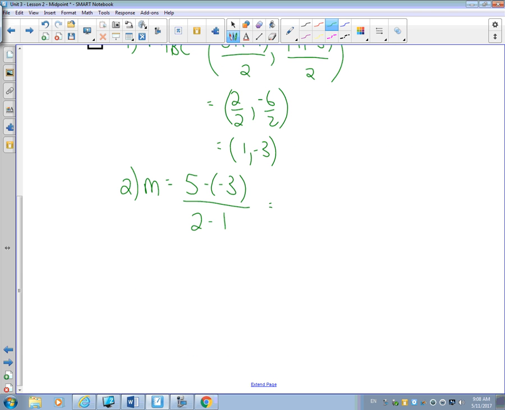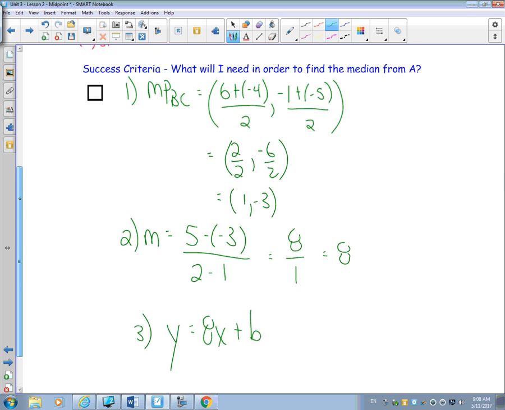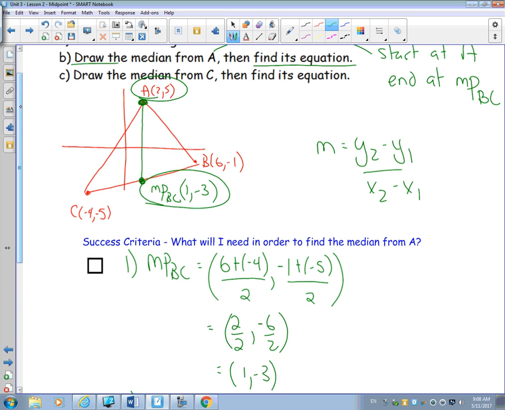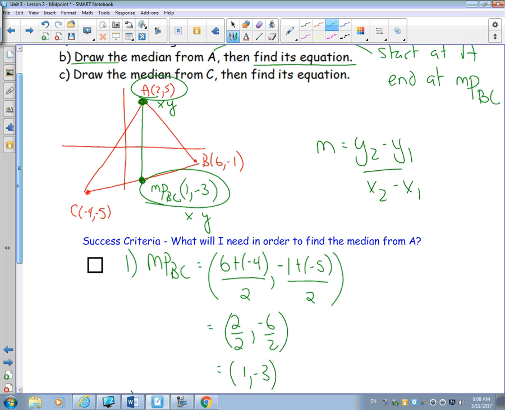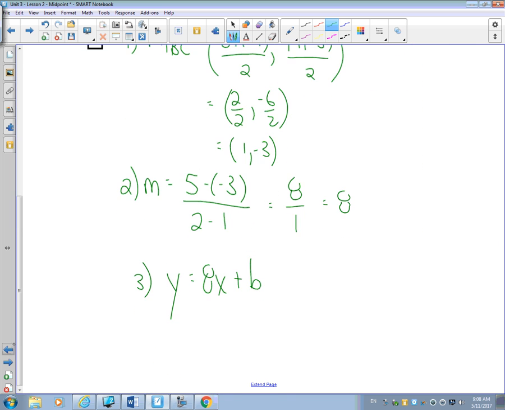And what's that going to give us? 8 over 1, which is just 8. Hey, I got myself a slope. Good news. But for an equation, I need a slope and an intercept. So I've got to find that y-intercept. We do that by filling in what we know. In order to get b, I need an x and a y. But the good news, if I go back to my picture, is I've got 2 of them. I've got the starting point, and I've got the ending point. Your choice which one you want to use. I'm going to use 2, 5 because they're both positive. I like positive numbers. So 5 for y and 2 for x.